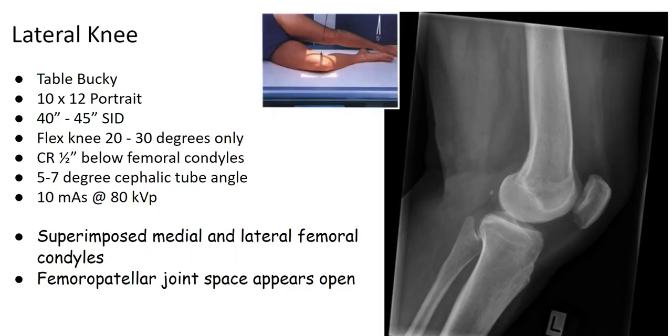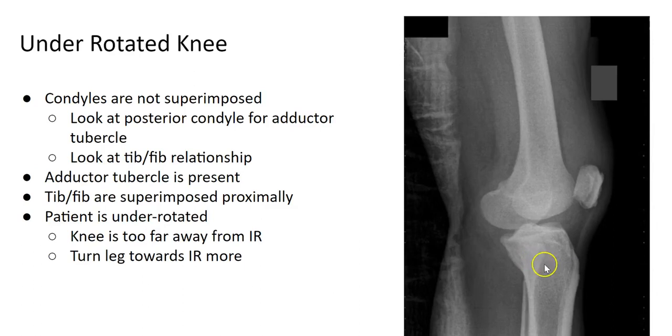Look at our lateral for a second. In this nice, beautiful, true lateral, look at my tib fib. They're not completely superimposed. There is some separation here. Here, they are totally superimposed. So again, that's my second clue that the patient is under-rotated. To correct this, I need to turn them towards the image receptor more. And this is real slight rotation, you guys. You're just increasing that lateral just a little bit more.